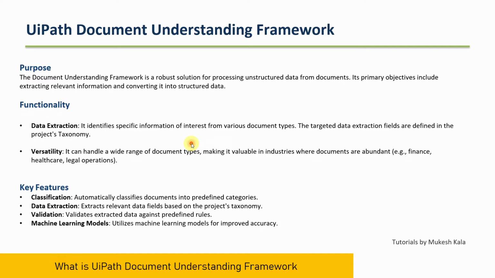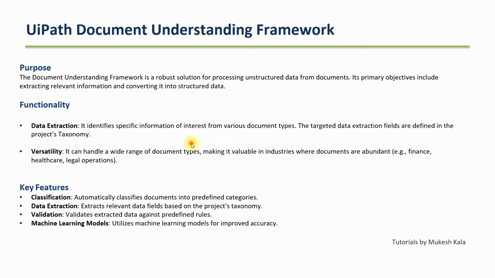Now what is that? UiPath document understanding is a robust solution for processing unstructured data from documents. Here also the primary objective is to extract the information. Now what is the difference? The difference is you have more control over the code. You can use it for a large variety of documents with different departments. You can train it, you can classify, you have machine learning models.